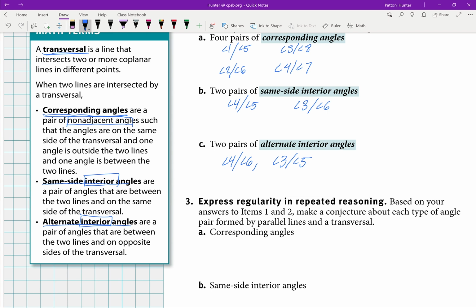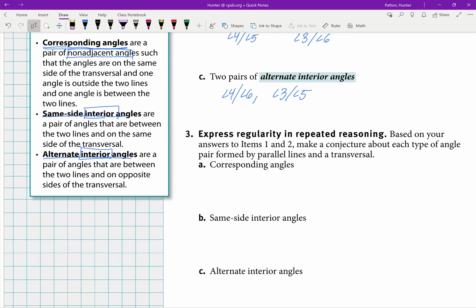Alright, so number 3. Based on your answers in items 1 and 2, make a conjecture about each type of angle pair formed by parallel lines and a transversal. This is where it becomes important that the 2 lines are in fact parallel. We're going to make a conjecture based on the angle measures we found in number 1. When I say a conjecture, I mean a guess. We're going to make a guess about the measures of these types of angles.